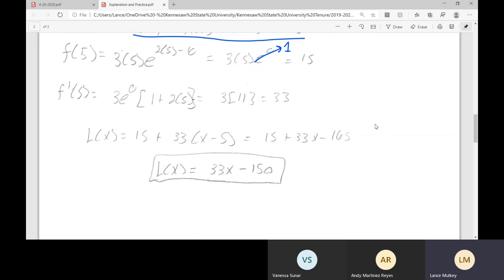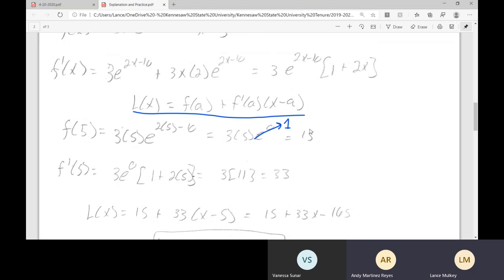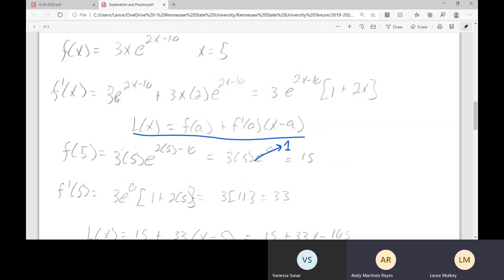Did I lose anybody? On the derivative, I'll put this as my u and this is my v. So the derivative of u is just 3, and e to this plus 3x times e to the 2x minus 10 times 2. And to simplify it, because I knew I'd be plugging stuff in, I pulled the e out here because it always turned to 1.